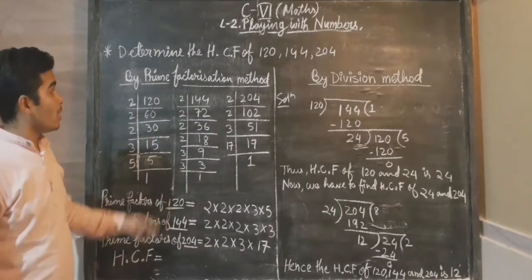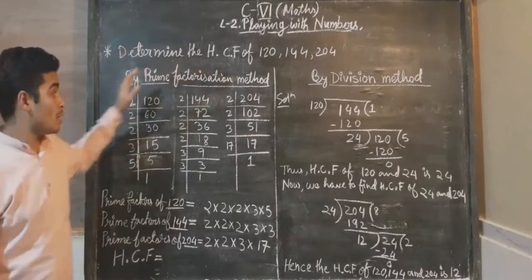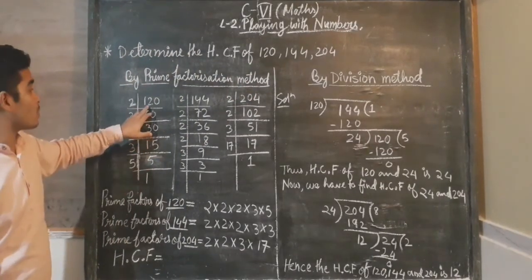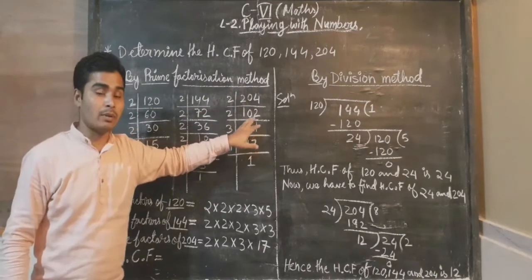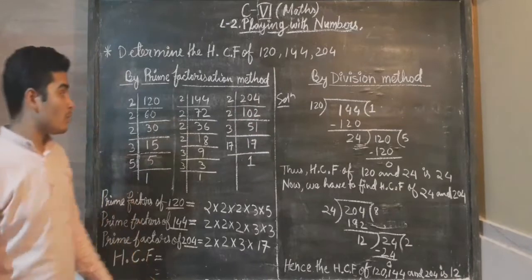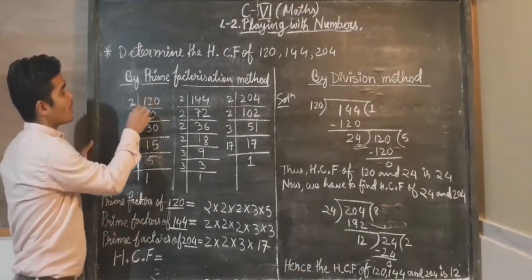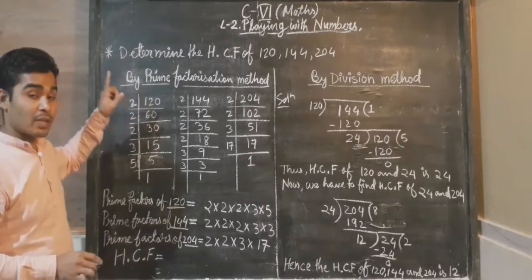For these numbers also, we'll find the prime factors of each number separately. You can see here I have found the prime factors of 120, here 144, and here the prime factors of 204. How do we find prime factors of a number? To find prime factors of a number, we always try to divide the number by the first prime number, that is 2.